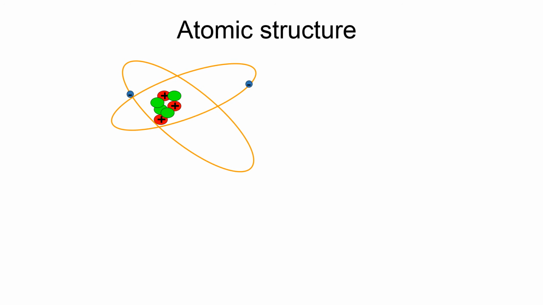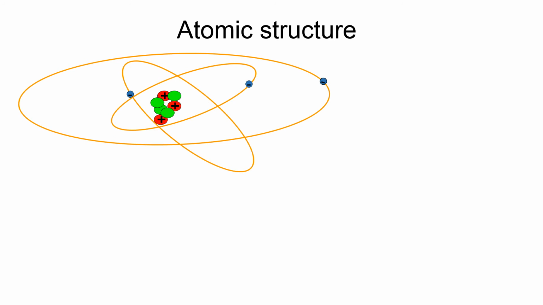Look at our atomic structure. Well, we have the nucleus, which is made up of positively charged protons and neutrally charged neutrons. And we have electrons orbiting the nucleus. It's a close enough approximation for our text now.